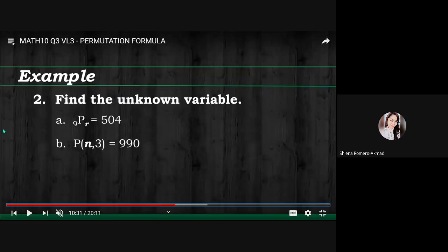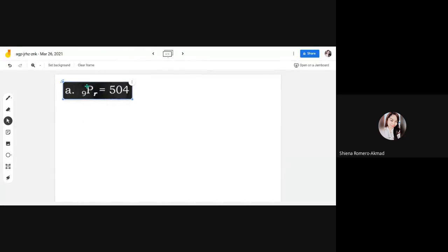This is our example number 2. We're going to solve for the unknown, which is r, in letter A. In letter B, the unknown is n. Let us start with letter A. To solve this, we identify and substitute the values into the formula. Remember our formula for permutation of n objects taken r at a time is n factorial divided by n minus r factorial.